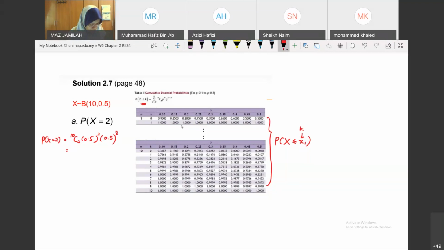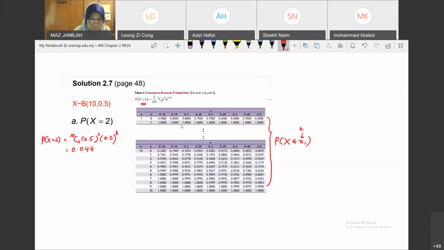I'm waiting for your answer, class. 0.04? Can someone confirm? Yes, 0.04. If rounded off, 0.044. Is it correct, class? Yes, correct. Right. Now, that is using direct calculation with the formula.